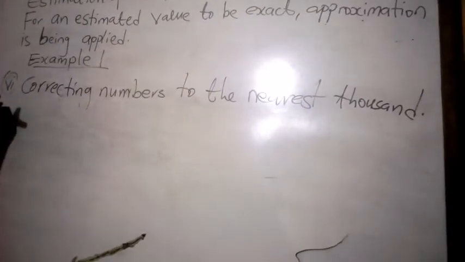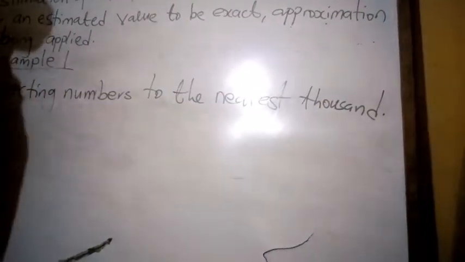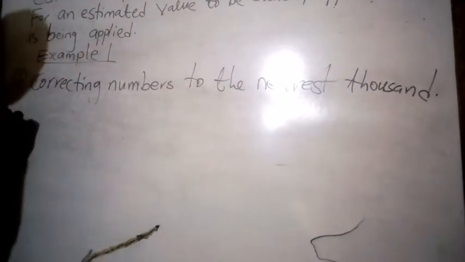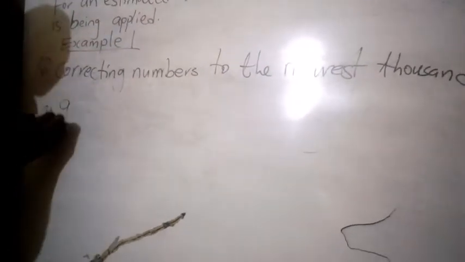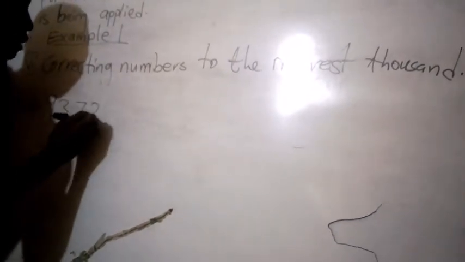Under this same topic is correcting numbers to the nearest 1,000. Correcting numbers to the nearest 1,000. Supposing I have, example 1, I have 93,725.